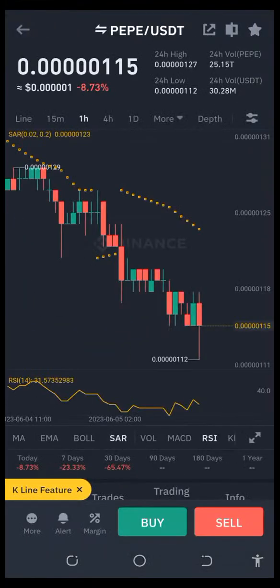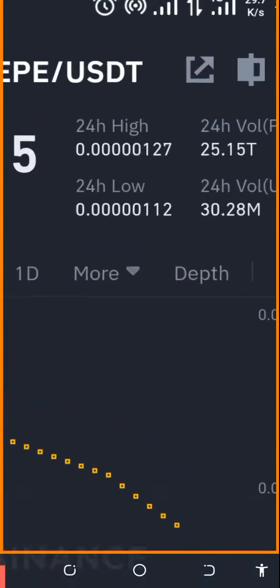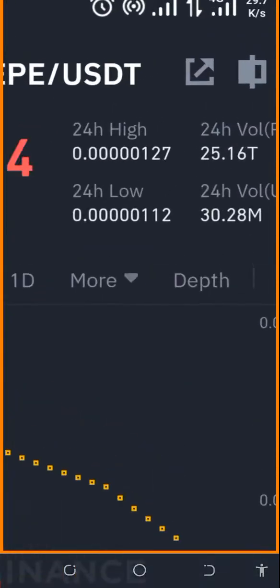So let's go to the charts and look at the all-time high and the all-time low within the last 24 hours. Now look at this. The all-time high for the last 24 hours is 0.0000127, while the all-time low is 0.0000112. So let's go ahead and choose something right in between, right?